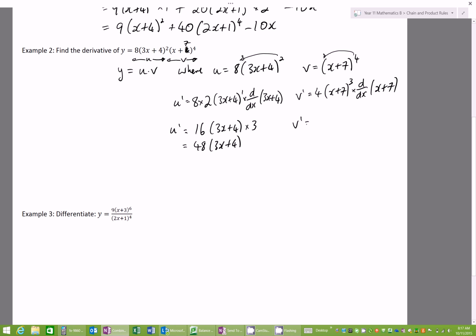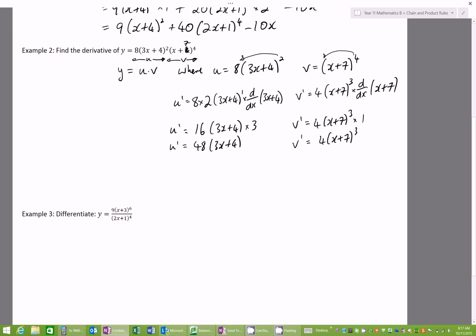V dash is 4, x plus 7 all cubed, times the derivative of x plus 7, which is just 1. So v dash will be 4, x plus 7 all cubed.